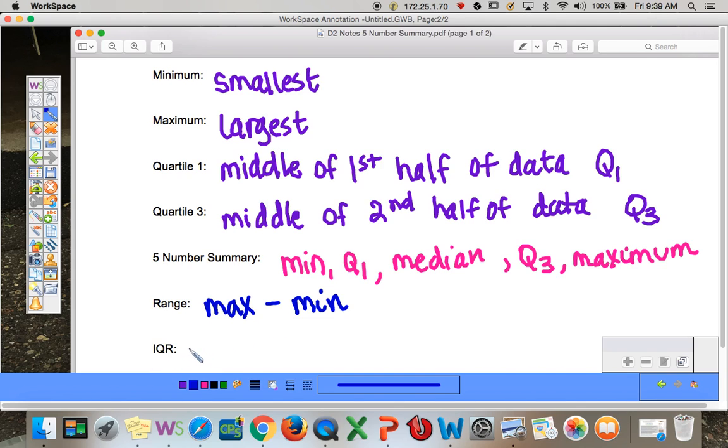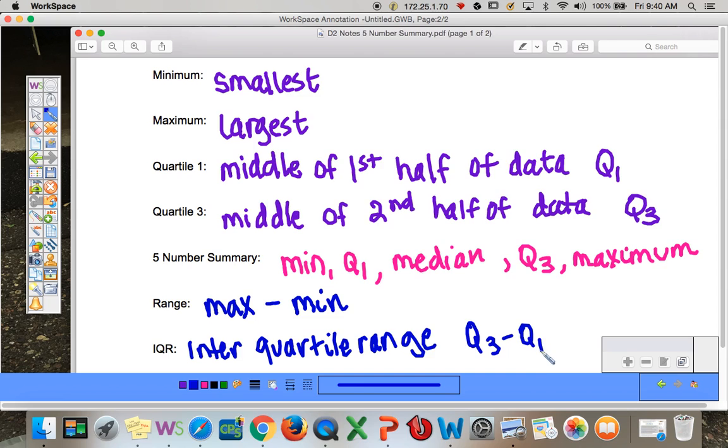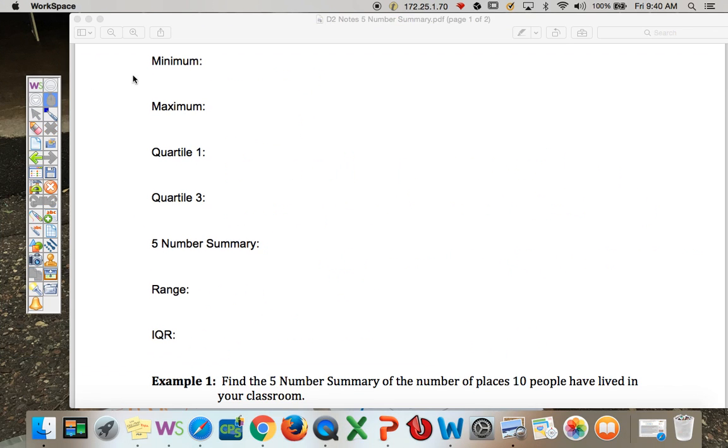Interquartile range is IQR. It's kind of like a range. It's interquartile range. And that would be the difference of Q3 and Q1. So Q3 minus Q1, IQR, interquartile range. So these are the terms that you're going to hear me use most often this unit. Let's do some examples so you can see what it looks like with a set of data.